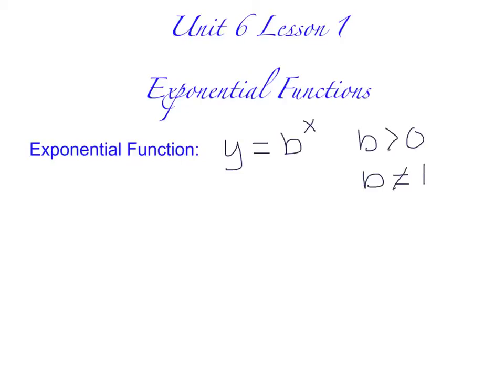Because if b is less than 0, then we're raising a negative number to powers, and it won't work right. And if b is 1, well, 1 to anything is 1, so that won't work either.